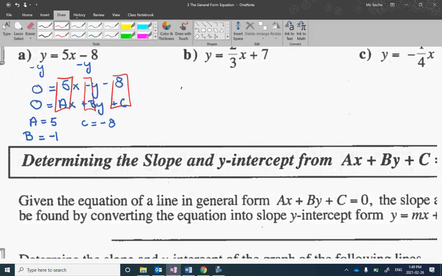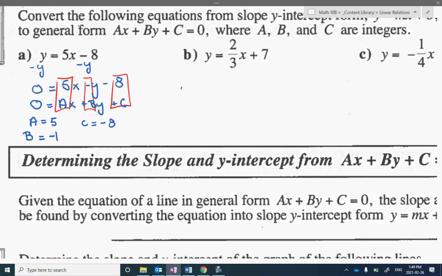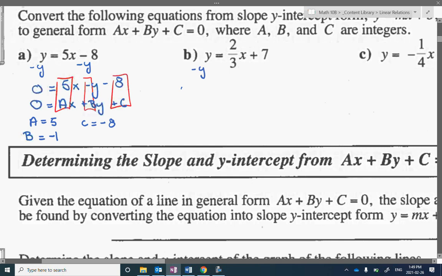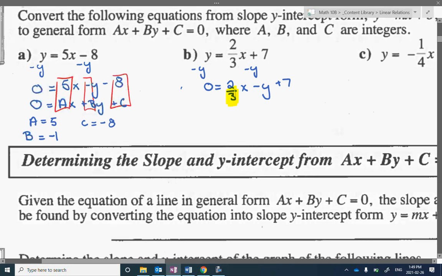In B, same idea. To go to general form, I'm going to subtract y from both sides. I could subtract the 2x, the x and the 7, but that's just way more work, right? Do it the easiest way possible. You're less likely to make mistakes then. So if I subtract y from both sides, I get 0 is equal to 2 over 3x minus y plus 7. But we're not allowed a fraction.